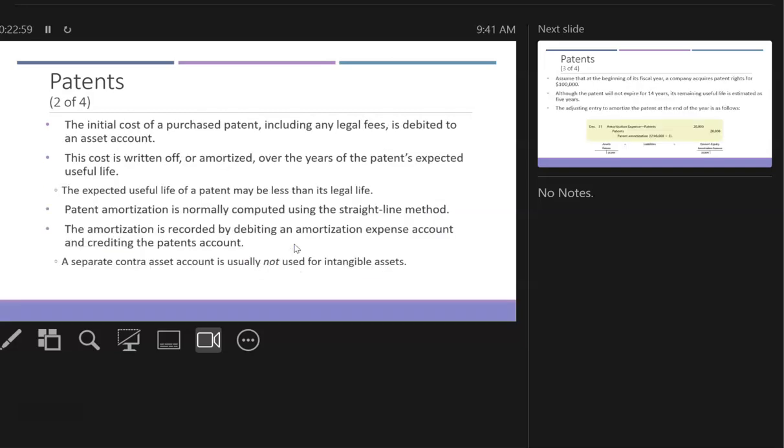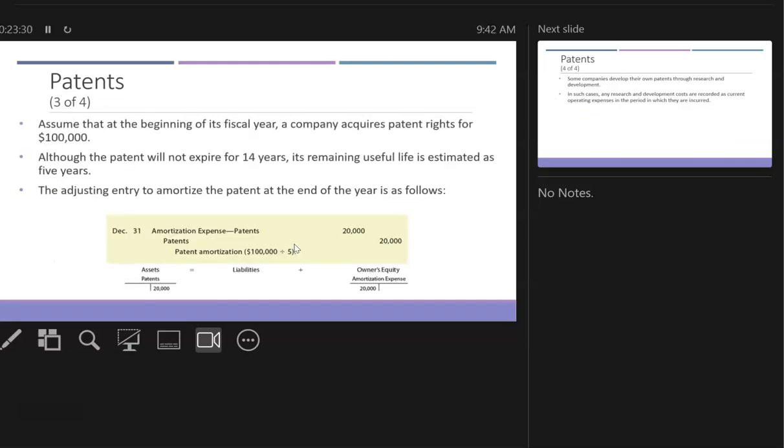Here's the weird thing, guys. We don't have a contra account for amortization. When we take an intangible asset and write it off, with equipment we write accumulated depreciation, or with depletion, accumulated depletion. We don't do that with intangible assets. We actually credit the intangible asset. It's not used, the contra account, for intangibles.